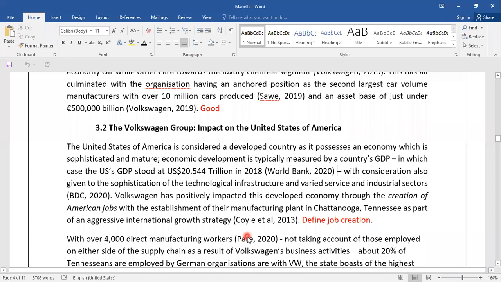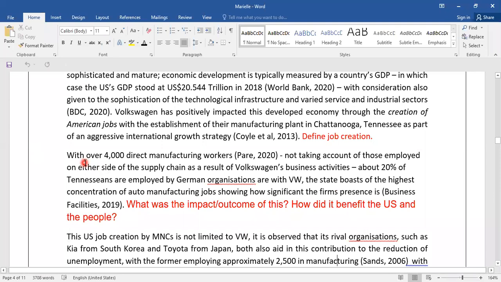Mariel is saying here that Volkswagen hired 4,000 direct workers, and about 20% of citizens from Tennessee are employed by German organizations, etc. All of this is fine, but what is the outcome and impact of this on Tennessee? How did it benefit Tennessee and the people of Tennessee? They got jobs, but what was the outcome?